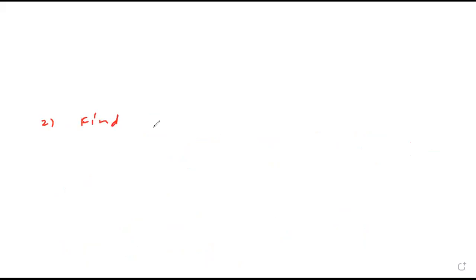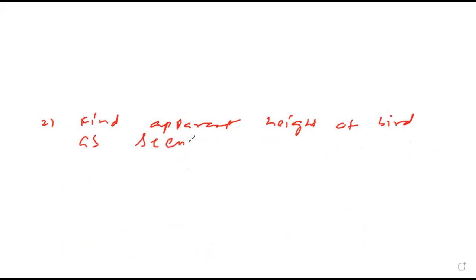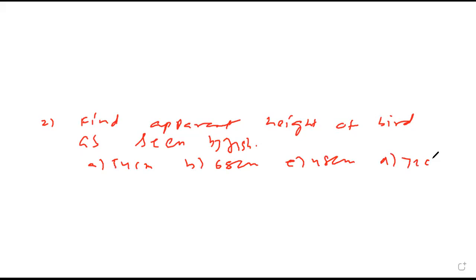Find the apparent height of the bird as seen by the fish. Option A is 54 centimeter, B is 68 centimeter, C option is 48 centimeter and D option is 72.